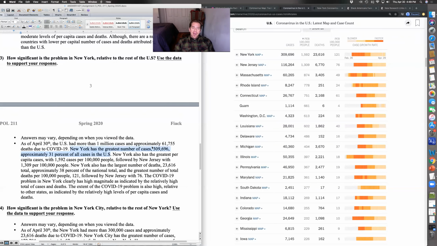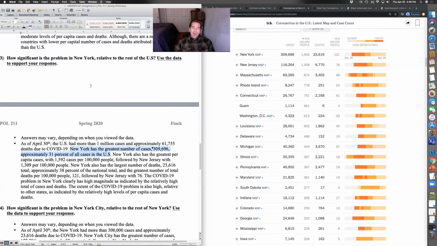When we control for population, it's still greater than New Jersey in terms of the number of deaths per capita, which New Jersey has 76, right? So New York is at the top. When we think about why New York is considered this epicenter, well, the US in general is among the top in terms of the impact of COVID on the population.